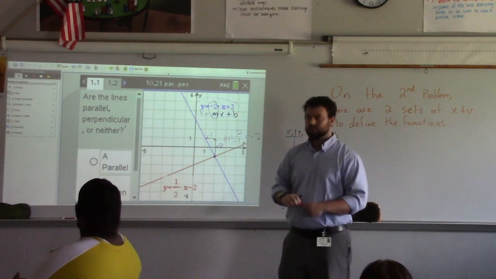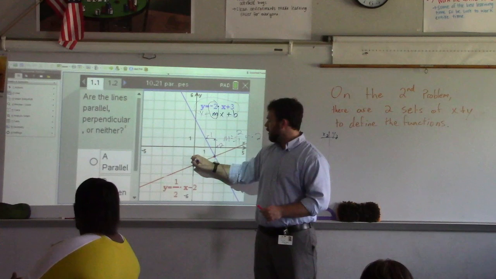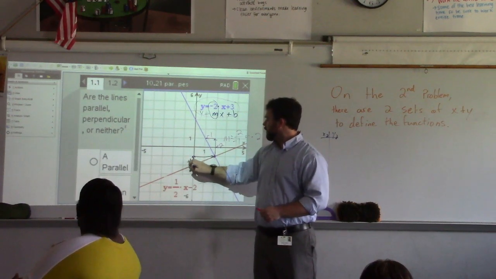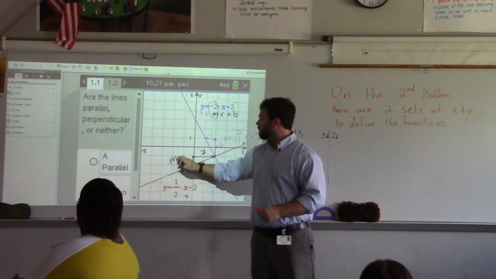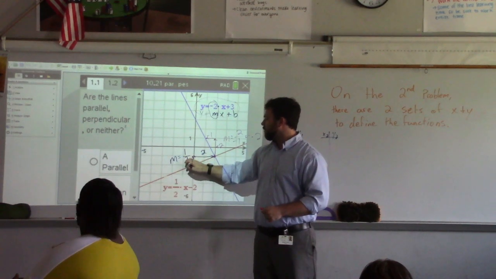Up one to the right two. So up 1 and to the right 2. So what is that slope? 1 divided by 2, or 1/2.